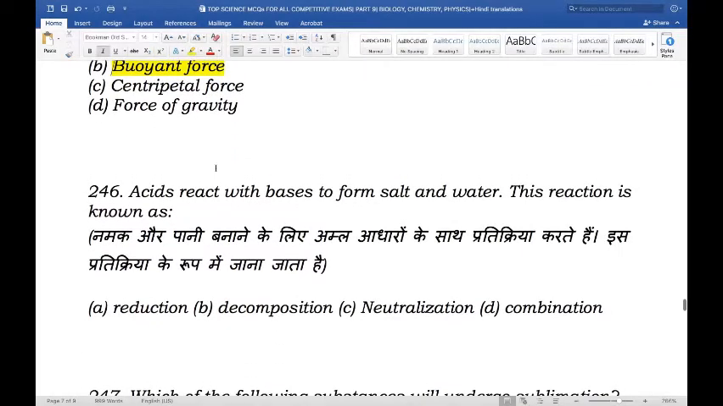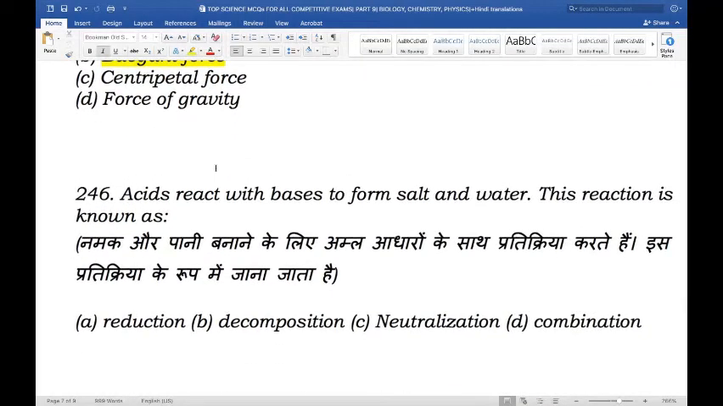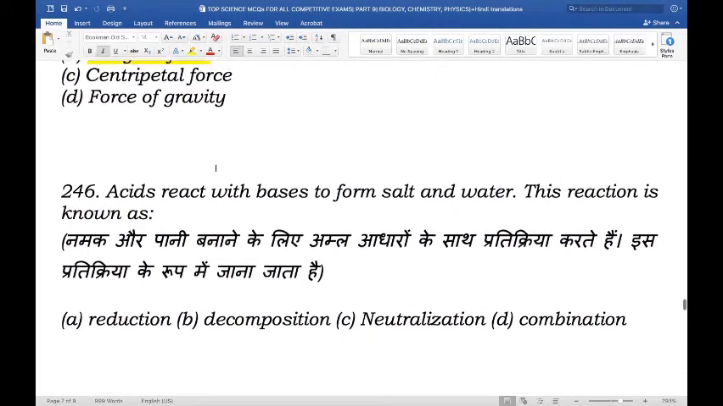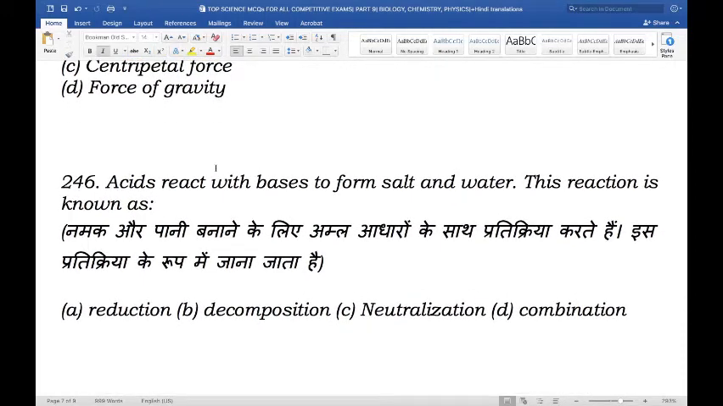Let's move on to the next question. Acids react with base to form salt and water. This reaction is known as reduction, decomposition, neutralization, or decombination? So the acid reacting with base to form salt and water is the reaction known as neutralization.